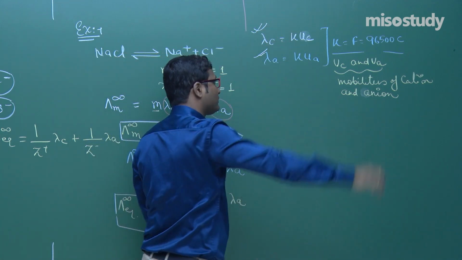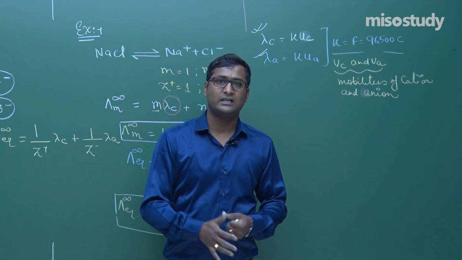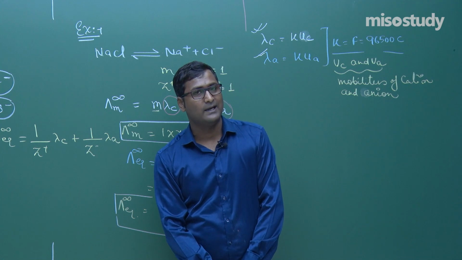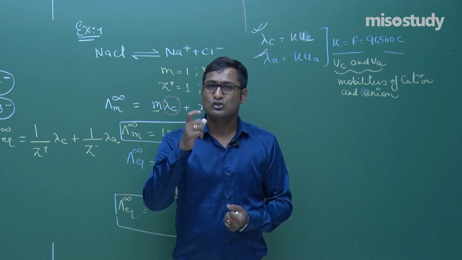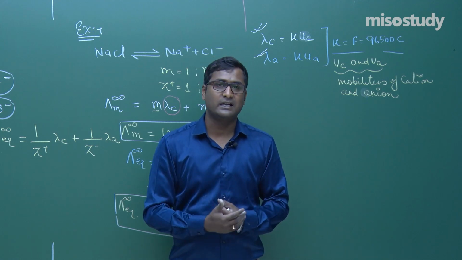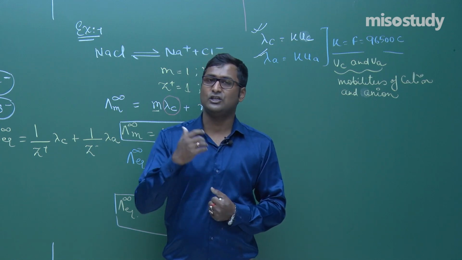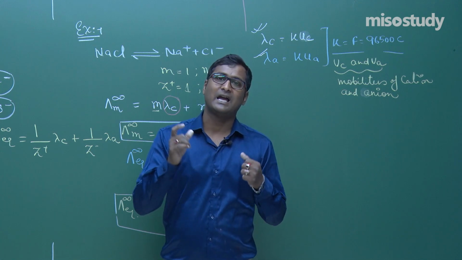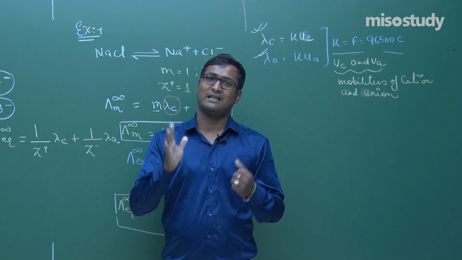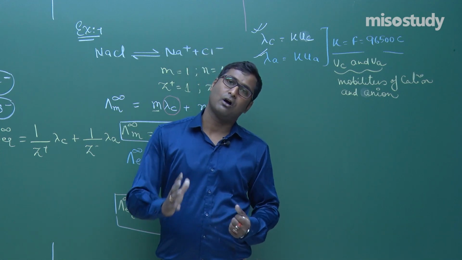Again I am repeating, what is Kohlrausch's law? At infinite dilution, as we know, the electrolyte dissociates completely into ions, and each ion contributes towards the equivalent conductance or molar conductance. So overall, the equivalent or molar conductance at infinite dilution is equal to the sum of the ionic conductances of cation and anion, irrespective of the nature of the other ion. This is the statement of Kohlrausch's law.